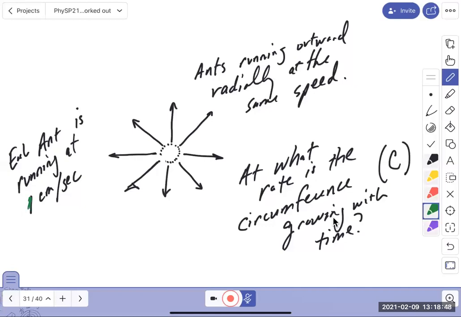Let's say they're all running at the same speed. Notice I didn't say velocity because they're in different directions. They're running radially. This is a dumb little example with ants, but it has implications for explosions. In an explosion, the particles come out radially. Any electromagnetic wave emanates radially. Stars shine radially. So it's pretty common.